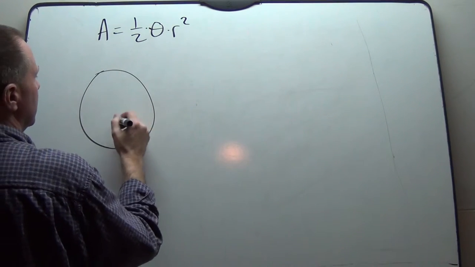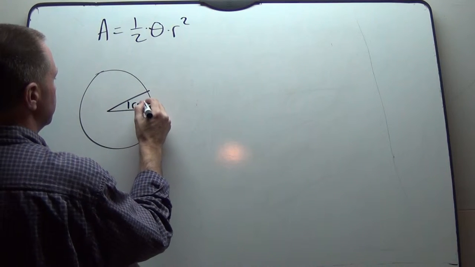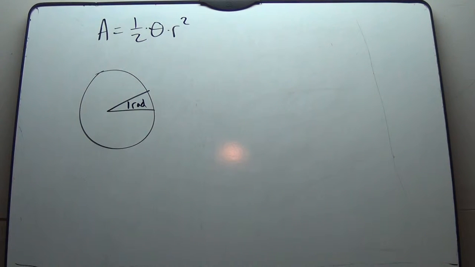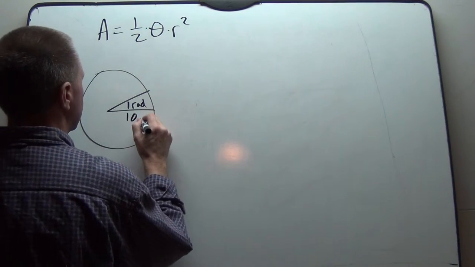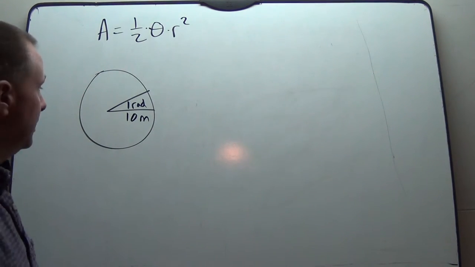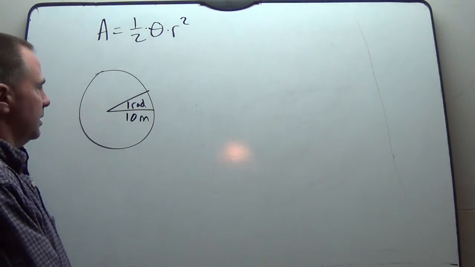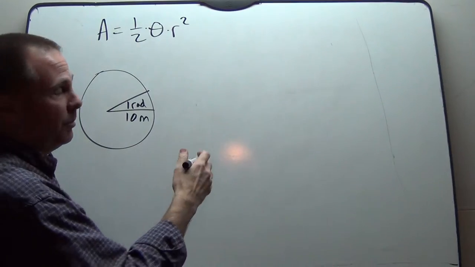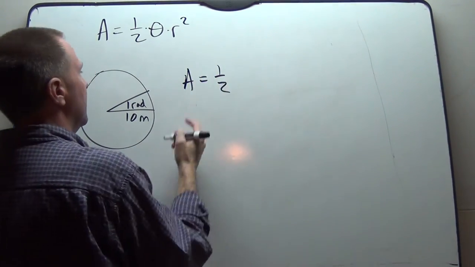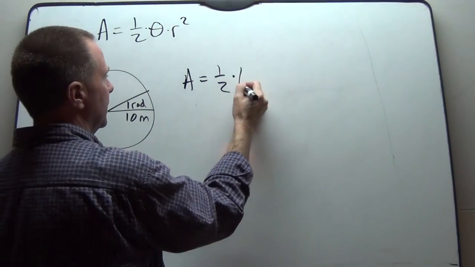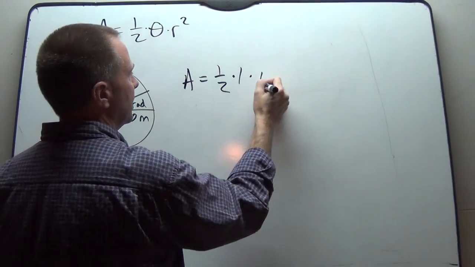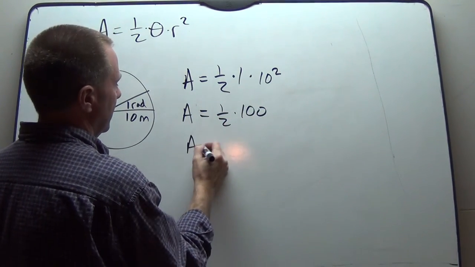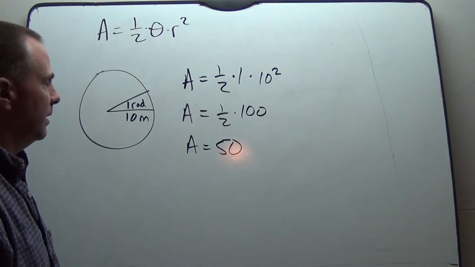So 1 radian, let's just say it's like this, 1 radian. And our radius is 10 meters. So let's just act like we don't know how big 1 radian is, and we just draw it up there to make it look like we know what we're doing. Let's find out what the area is and see what happens, and then we could probably draw a better model. So the area is 1/2 theta in terms of radians, which is already there, 1, times the radius squared. So here we have A equals 1/2 times 100. A equals 50.